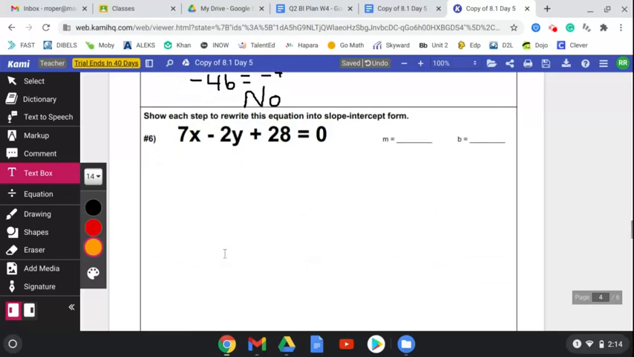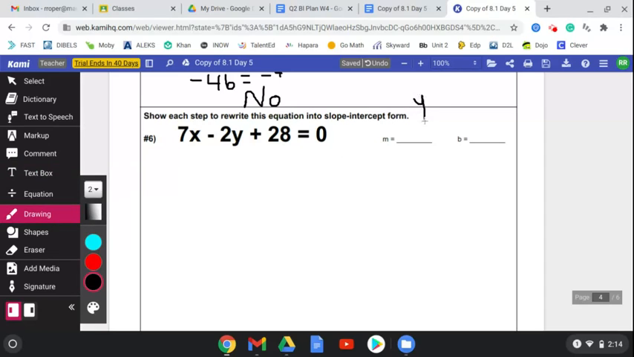Number 6, show each step to rewrite the equation into slope-intercept form. So we've already been talking about how slope-intercept form is y equal mx plus b, right? We need y equal mx plus b. So we are basically solving this equation for y. We want y on one side and everything else on the other side. Okay, so which side of the equation is our y on? Well, y is on this side, right? The left side. I have nothing over here.